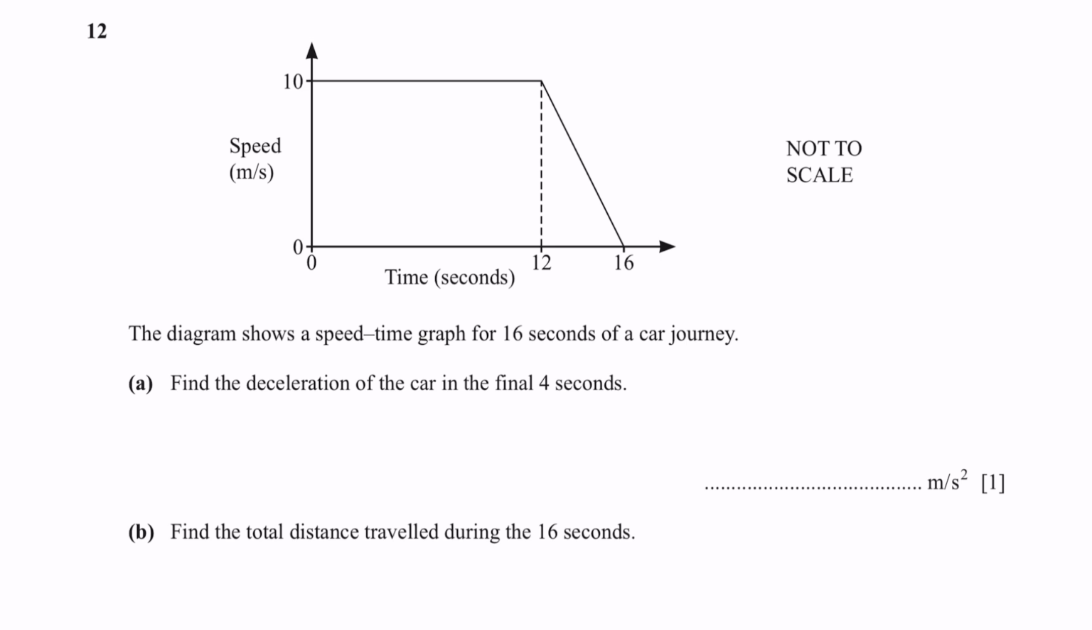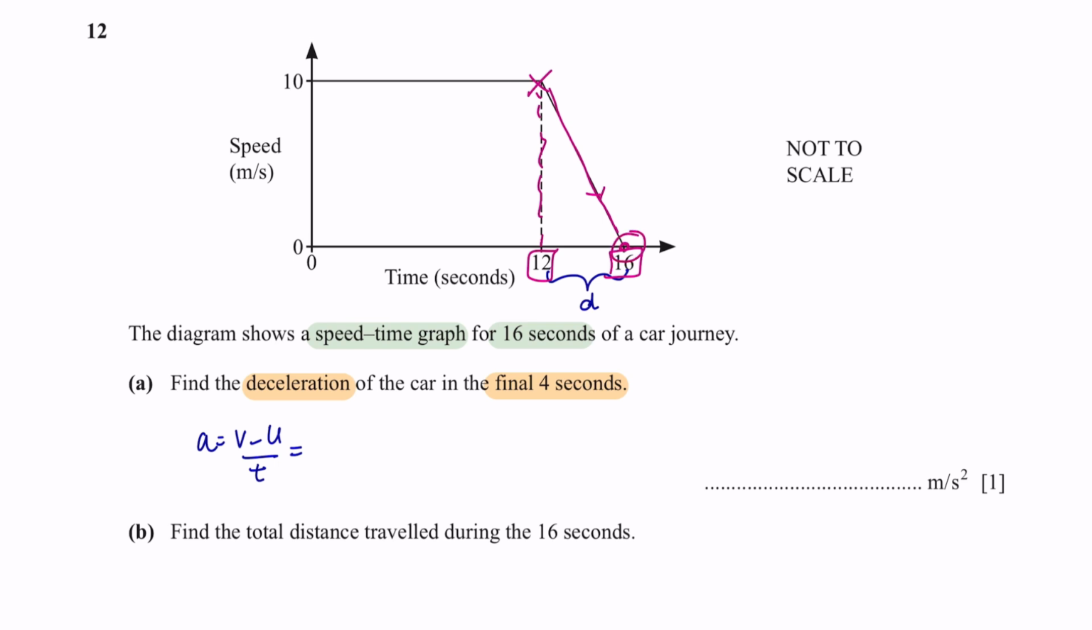Question 12. The diagram shows a speed time graph for 16 seconds of a car journey. Question A. Find the deceleration of the car in the final 4 seconds. So we need to find the deceleration over here. The formula is final velocity minus initial velocity over time. So for the last 4 seconds, initially it started at 10 meters per second and then it reduced until 0.